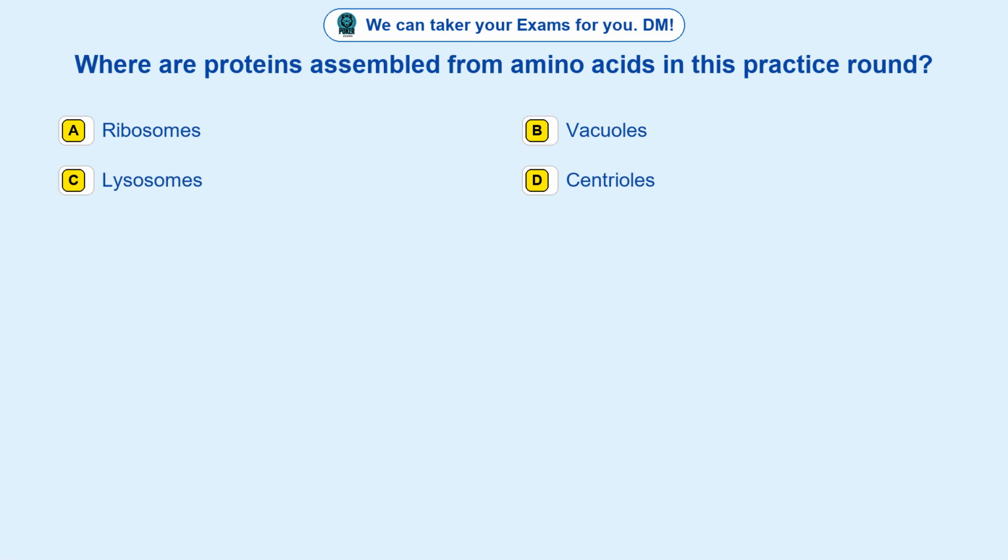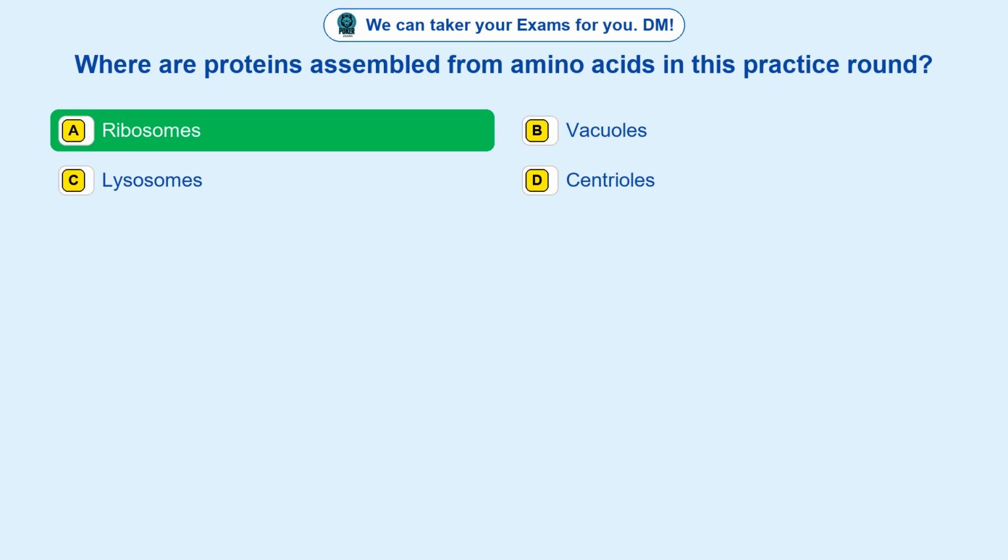Question 9. Where are proteins assembled from amino acids in this practice round? Option A, ribosomes. Option B, vacuoles. Option C, lysosomes. Option D, centrioles. The correct answer is option A. Ribosomes.